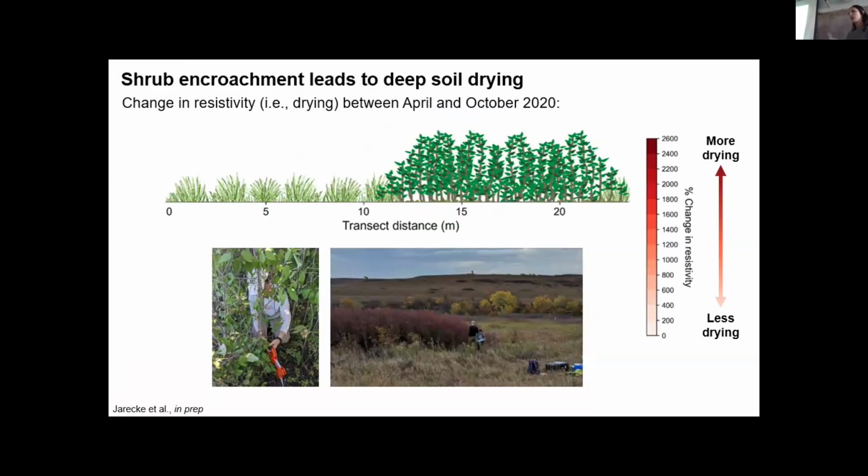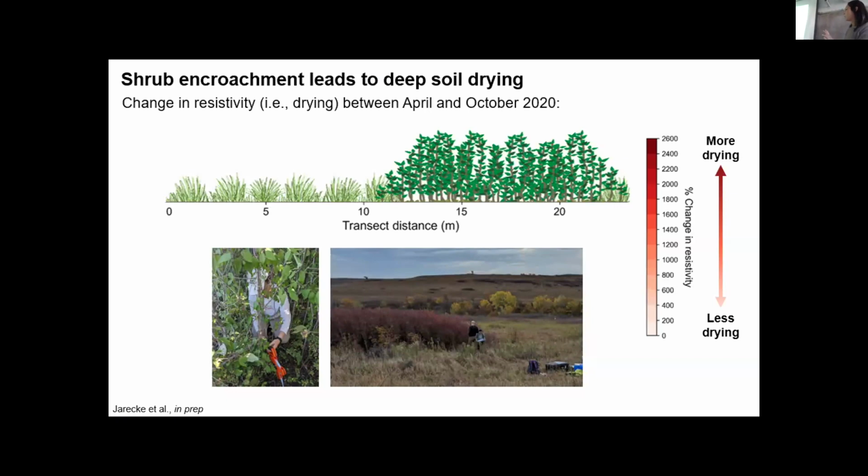So I'm going to start by talking about drying, even though we're talking about water infiltration, because it's relevant. A lot of the work that we had started doing originally was thinking about that idea of increased transpiration leading to drying in deeper soils. And this is some work that was led by Carla Drecke, who's a postdoc now at UC Boulder.